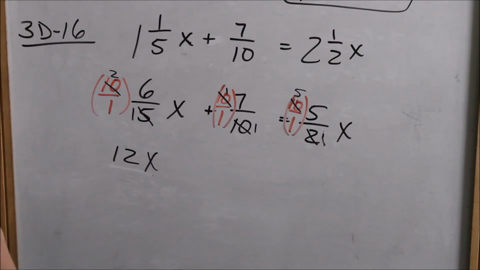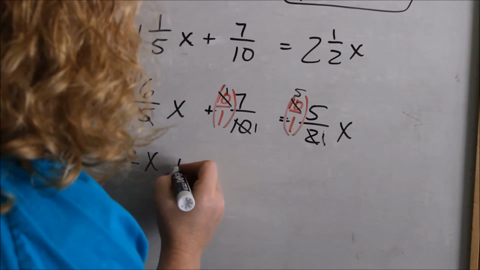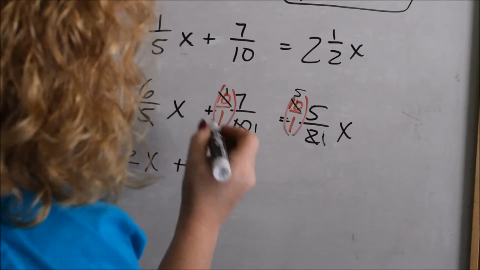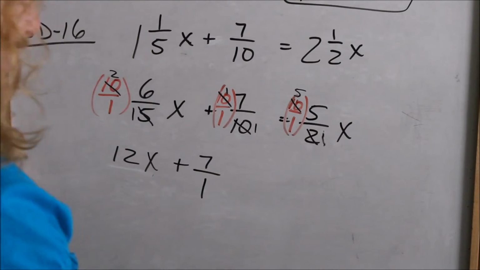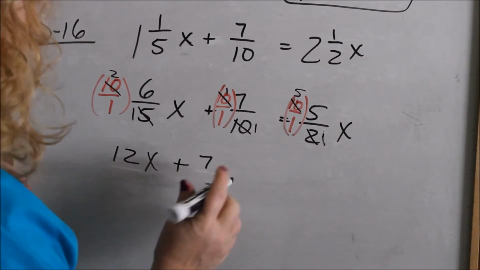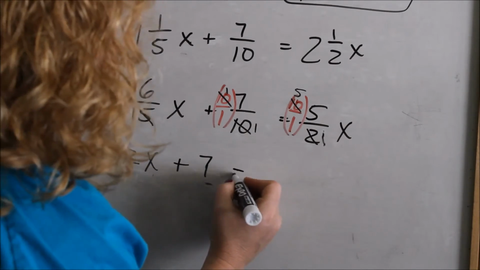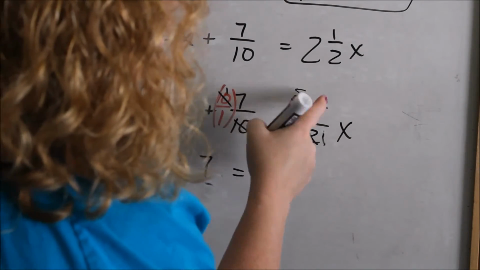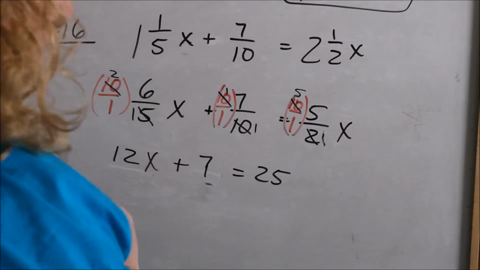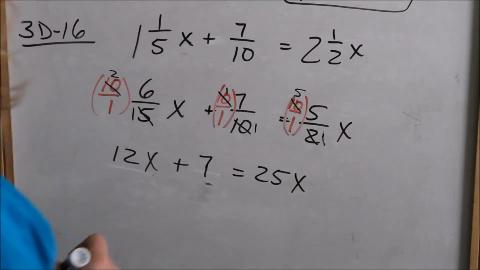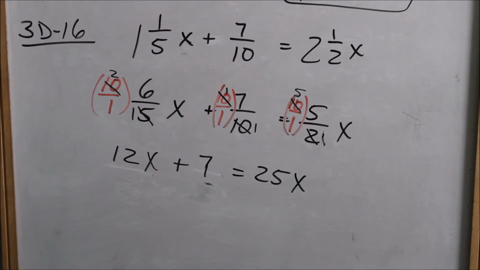Don't forget your x, don't forget your variable. Plus 1 times 7, 7. Denominator should be 1, but we don't have to write it that way. We can just write 7. Equals 5 times 5, numerator to numerator, 25. Denominator is just 1, but we don't have to write that, and then don't forget your x. Now it's just a matter of getting x's on one side, whole numbers on the other side.